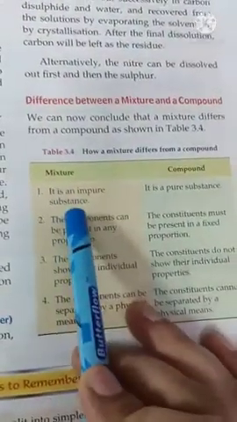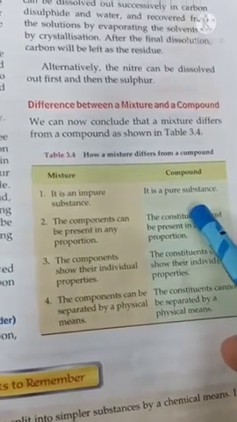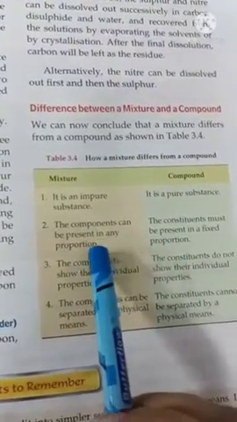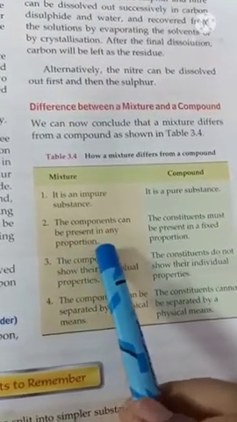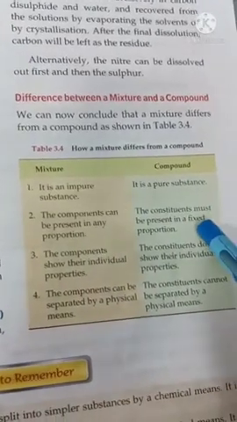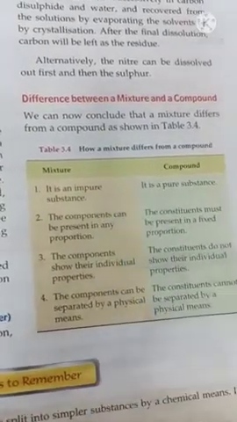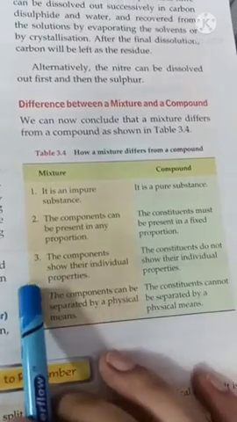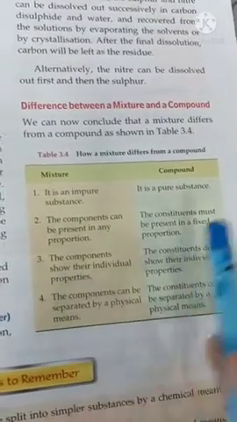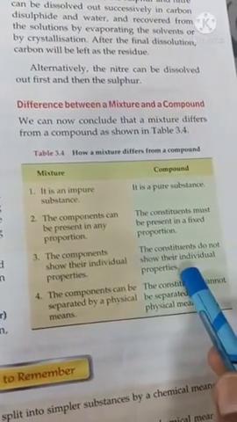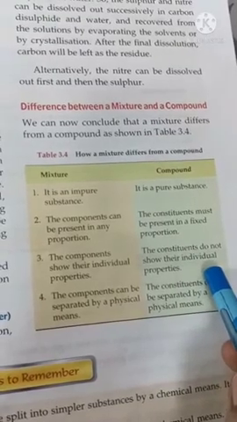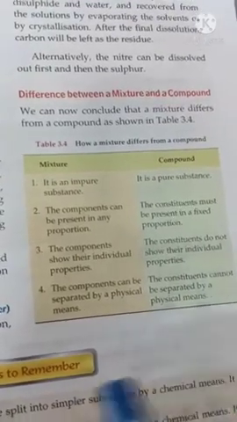A mixture is an impure substance, a compound is a pure substance. In a mixture, components can be present in any proportion, but in a compound they will be present in a fixed proportion. In a mixture, components show their individual properties, but in a compound the constituent elements will not show their individual properties.